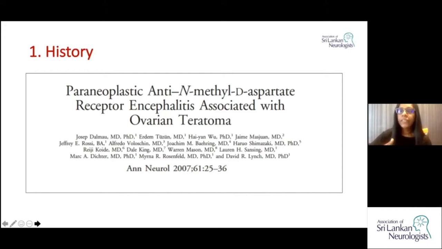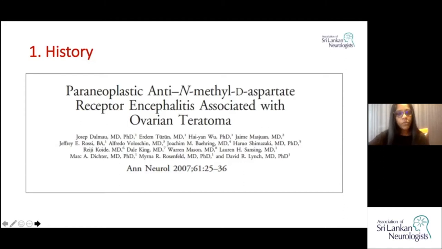But I think it was this seminal paper in 2007 from Josep Dalmau and his colleagues, describing the anti-NMDA receptor encephalitis, where they actually identified the receptor, and after which we have seen a massive expansion of understanding and descriptions of patients suffering from this type of condition. So it actually completely changed our approach to patients who present with encephalitis. So let's move on to understand the pathogenesis of this condition.